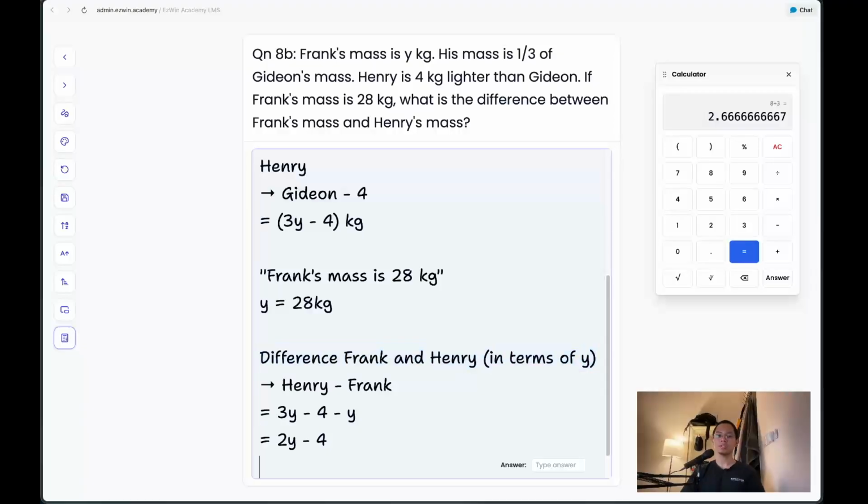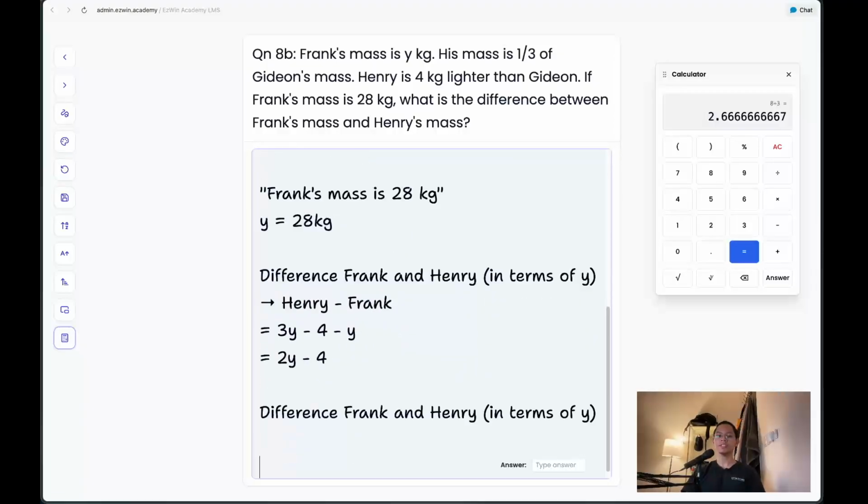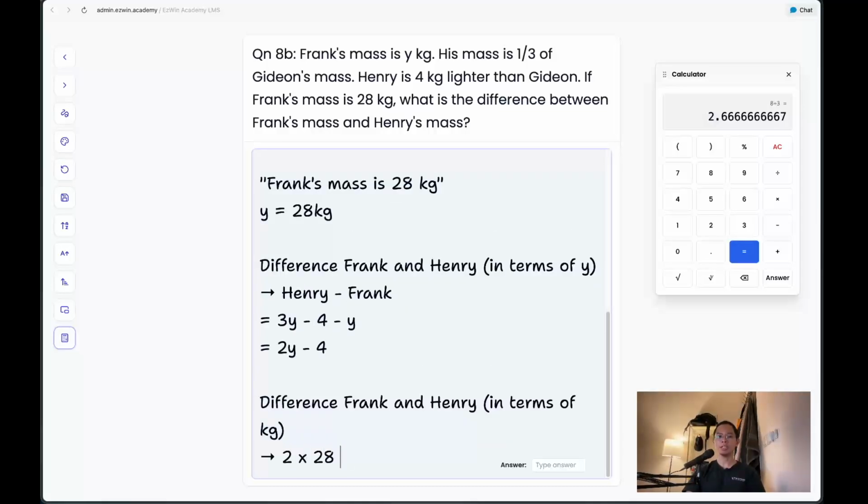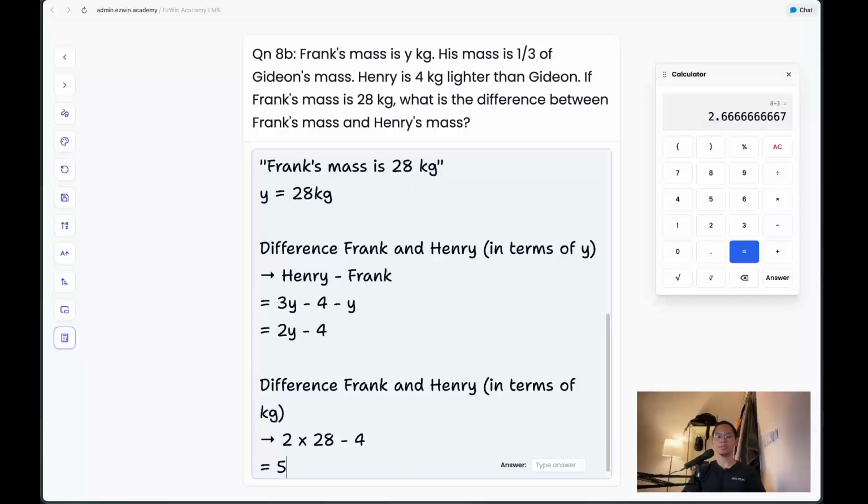So the difference between Frank and Henry in terms of kg will then be equal to 2 times 28 minus 4. This will give us 52 kg if I'm not wrong. So 2 times 28 minus 4, 52. So the answer is 52.